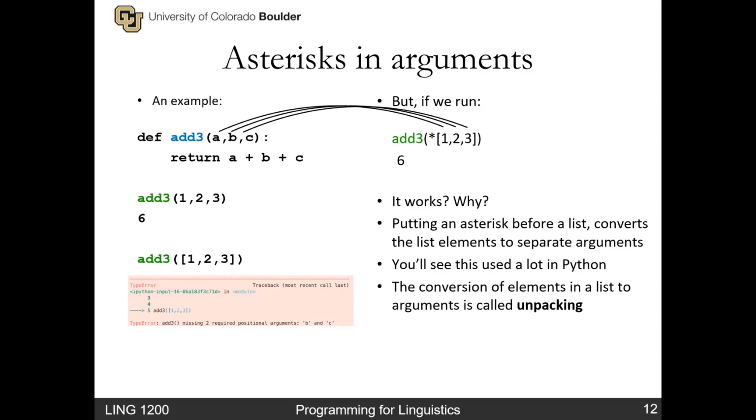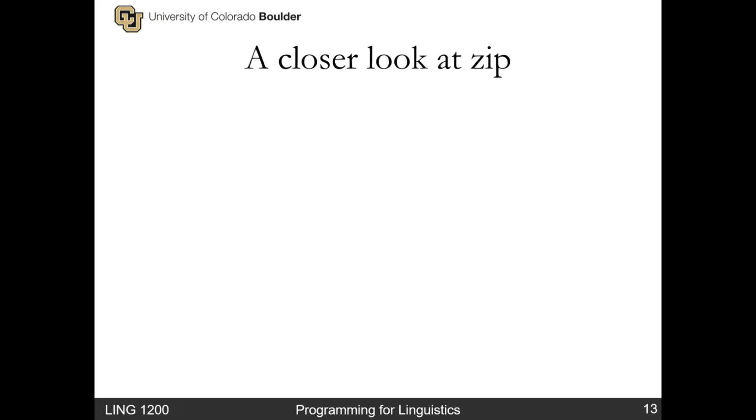And this is called unpacking. So you can unpack a list into separate arguments. It's a very convenient little trick. So keep in mind that little trick with the asterisk that unpacks the things in the list and feeds them individually. And let's take a close look at zip, the zip function that we learned in a previous lecture.